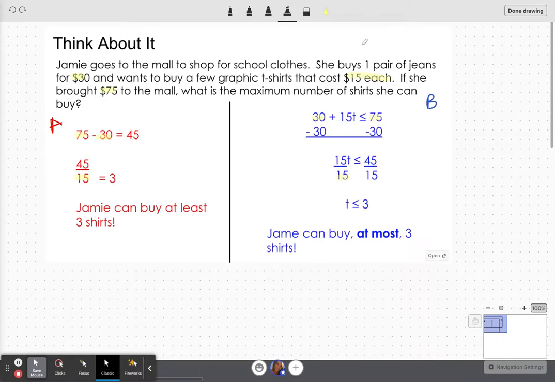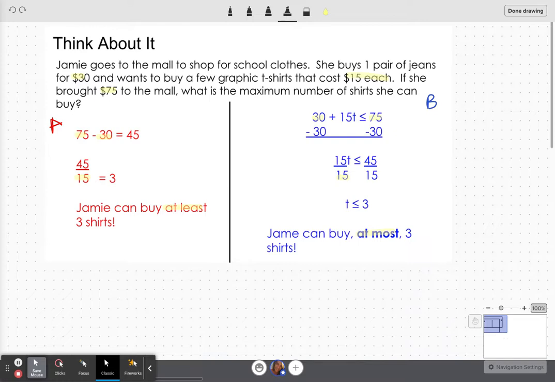But when I look at the differences, the biggest one is here, that Jamie can buy at least 3 shirts. So student A is saying they can buy at least 3. That means they could buy 3 or more. And student B is saying they can buy at most 3. So that's a pretty big difference.